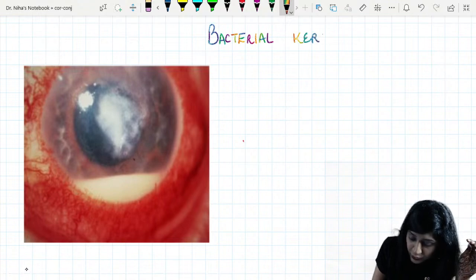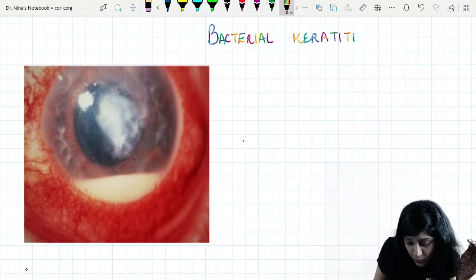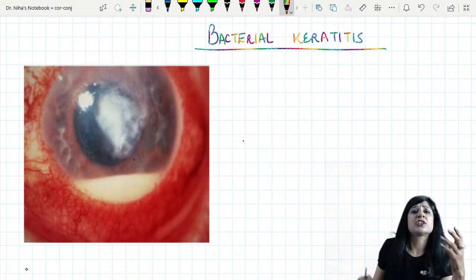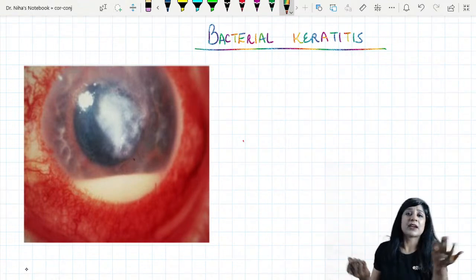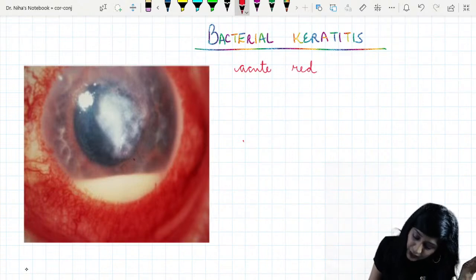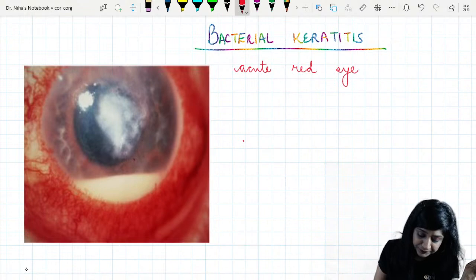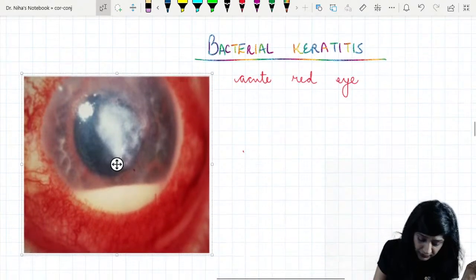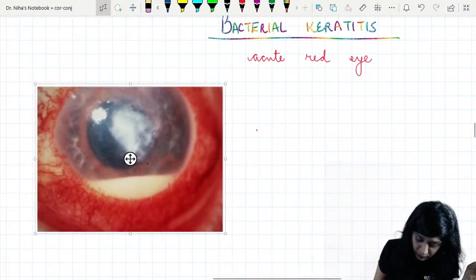So whenever you get a question on bacterial keratitis, or you can call it acute bacterial corneal ulcer also, you will get a question on acute red eye. You will get something like an acute red eye. Let me zoom it out.